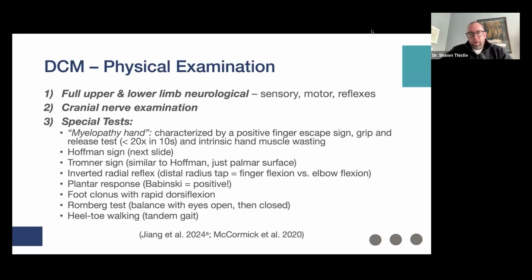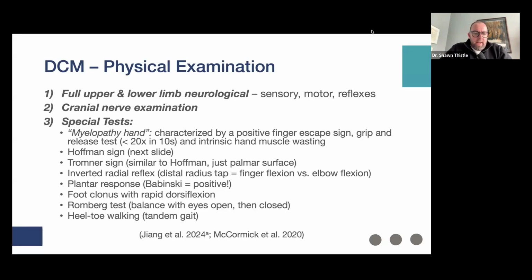The other thing to look for, and as I've mentioned in other courses, intrinsic muscle wasting in the hands or feet are kind of a late stage sign of motor problems. That's not the first thing that's going to show up. It takes time to develop and for those muscles to waste. But if you do see intrinsic muscle wasting in the hand, it can be an important sign for this.